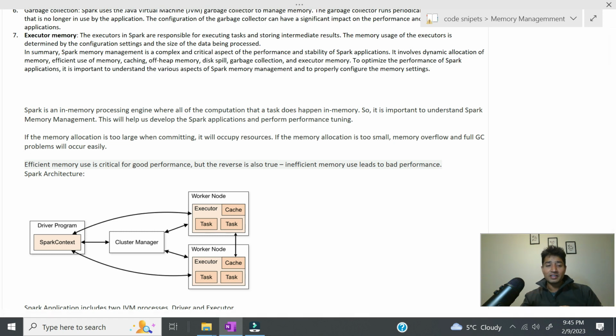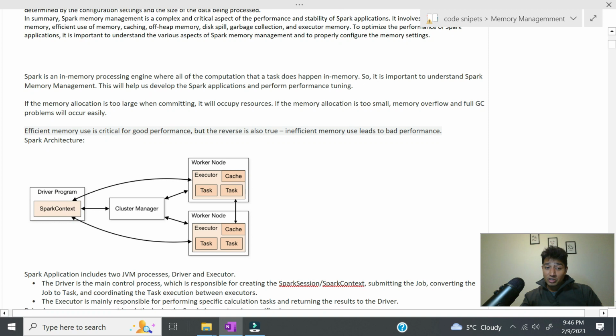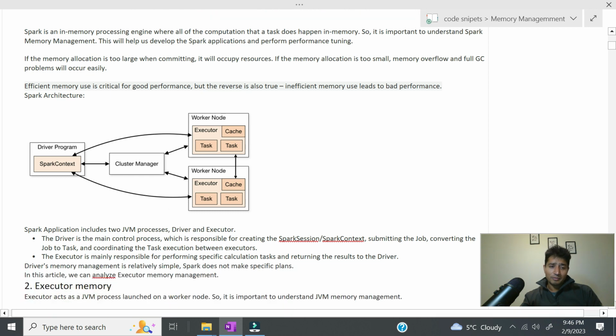It's important again. Spark is an in-memory processing engine where all the computation that takes place does happen in memory. So it is important to understand Spark memory management, right? If the memory allocation is too large when committing, it will occupy resources. If it is too small, memory overflow and full GC problems will occur easily.